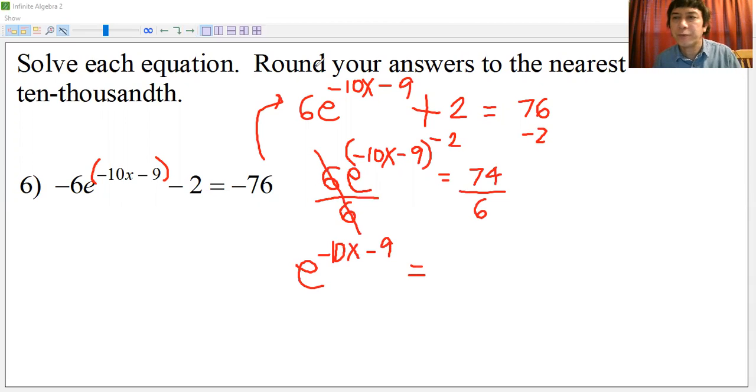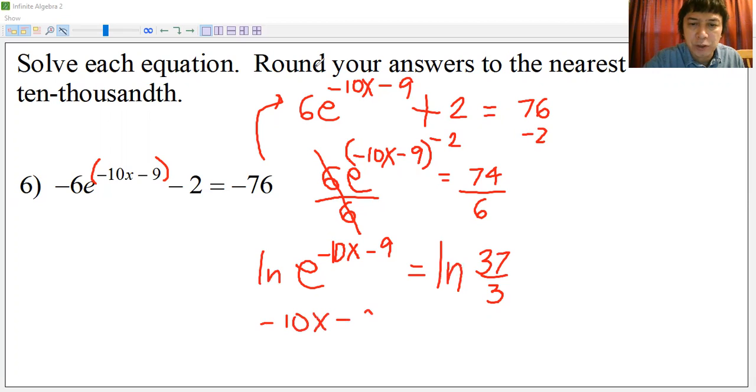And the right side will be 37 over 3, reducing it to lowest terms. Dividing 74 by 2, that's 37. Dividing 6 by 2, that's 3. After which, we apply logarithms: ln of the left, ln of the right. And so the left side will be simplified to its exponent negative 10x minus 9. The right side remains ln of 37 over 3.